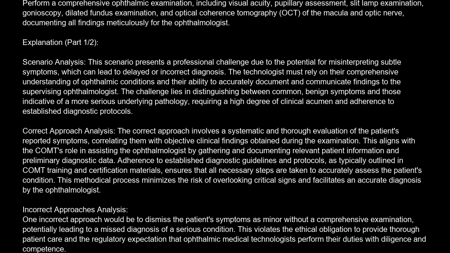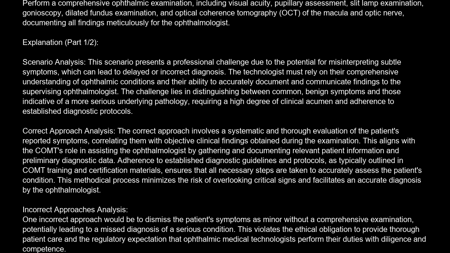Explanation. Scenario analysis. This scenario presents a professional challenge due to the potential for misinterpreting subtle symptoms, which can lead to delayed or incorrect diagnosis. The technologist must rely on their comprehensive understanding of ophthalmic conditions and their ability to accurately document and communicate findings to the supervising ophthalmologist. The challenge lies in distinguishing between common, benign symptoms and those indicative of a more serious underlying pathology, requiring a high degree of clinical acumen and adherence to established diagnostic protocols.